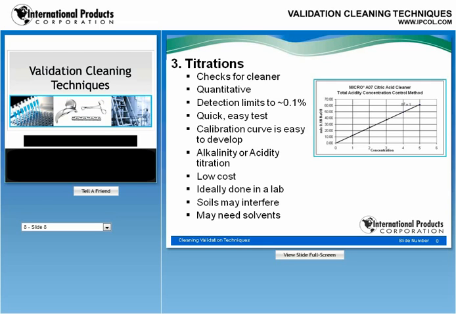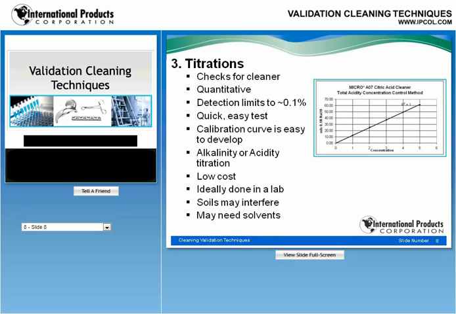Titrations work best on alkaline or acid cleaners. They don't work well on neutral cleaners. They are low cost to implement. However, they're ideally suited for lab work. It's not something that can be done easily right by the tank, simply because you need glassware, reagents, perhaps solvents, and indicators. Some soils may interfere with titrations, which is a drawback. And again, the use of solvents is considered a drawback because of handling and waste disposal.